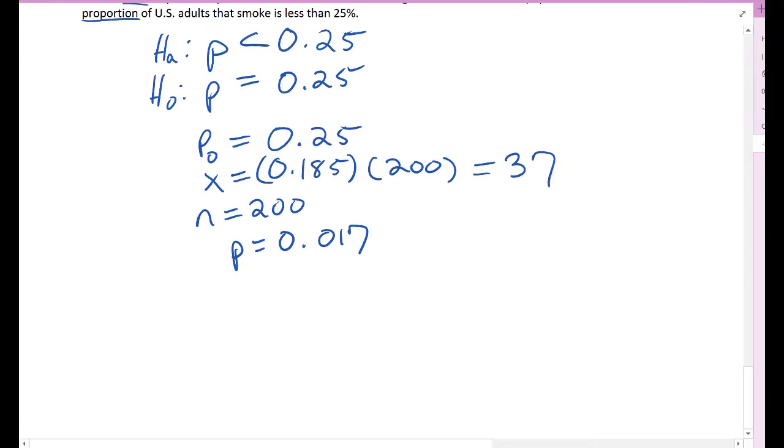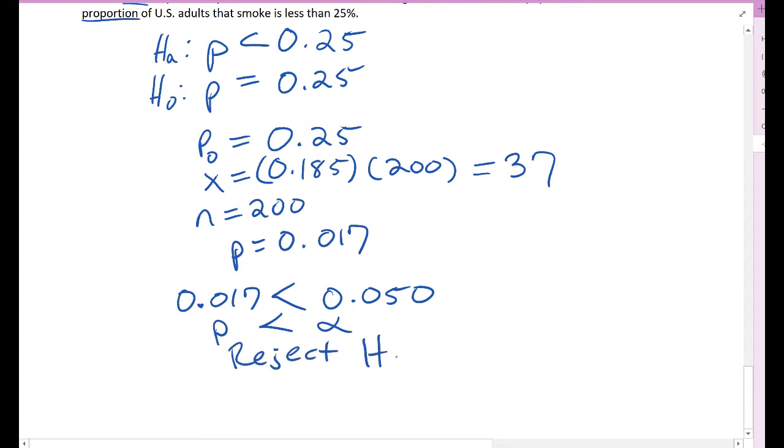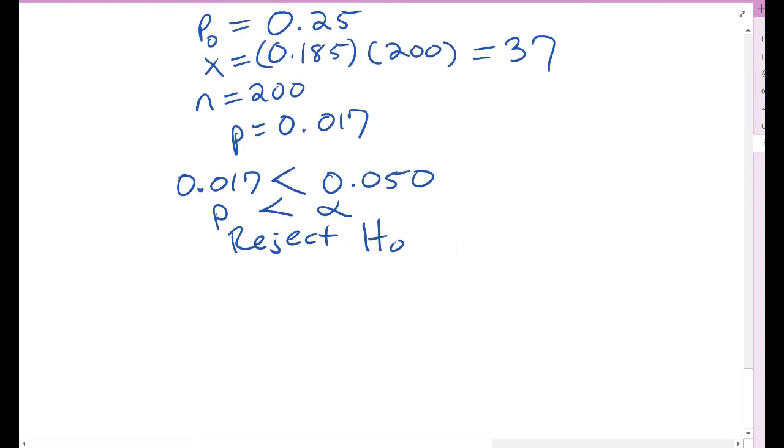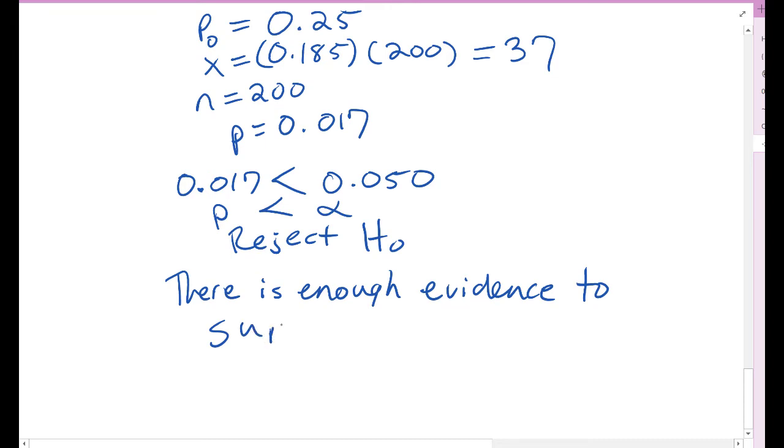All right, alpha is 0.05, so we take the 0.017, compare that to our alpha of 0.05. I'm going to add an extra 0. 0.017 is less than 0.050. The p-value is therefore less than alpha, which means we should reject the null hypothesis, which means there is enough evidence to support the claim, because the claim is the alternative hypothesis.